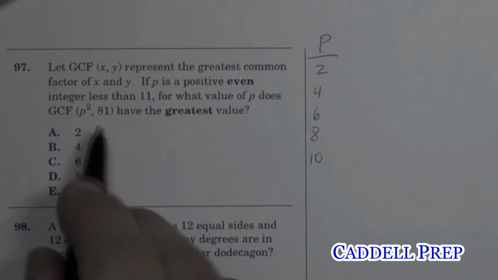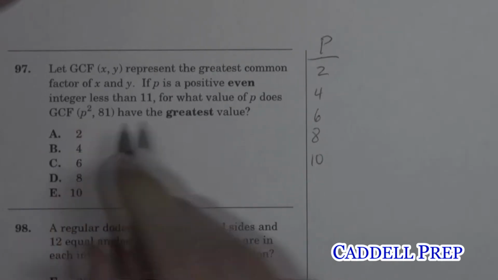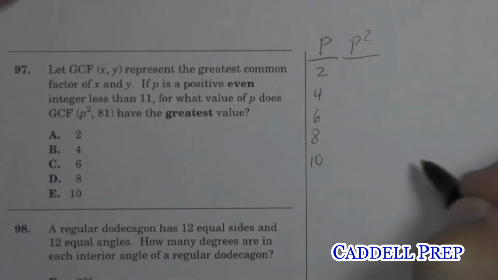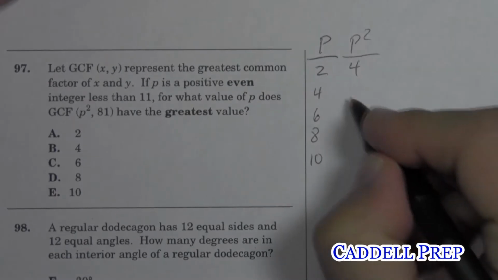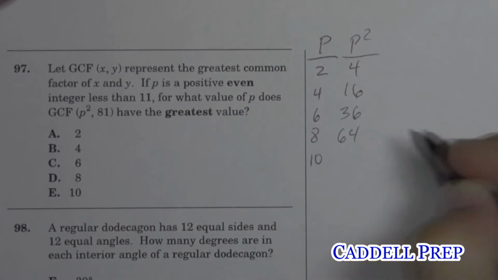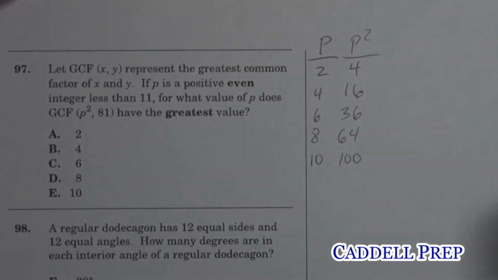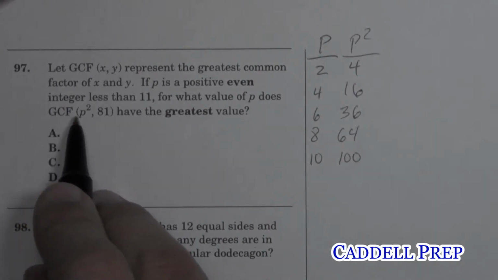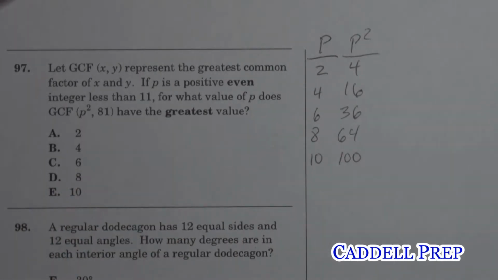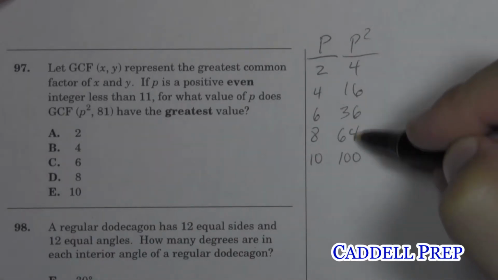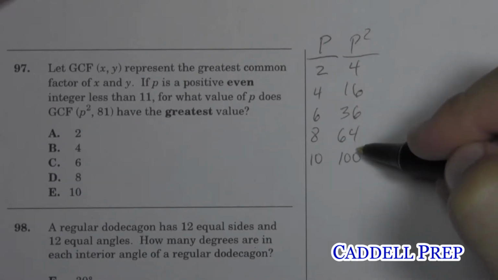But the question involves p squared and 81, so we have to find out what p squared is then. So p squared could be any one of these squared. So 2 squared is 4, 4 squared is 16, 6 squared is 36, 8 squared is 64, and 10 squared is 100. Now let's make sense of the question. For what value of p does GCF(p squared, 81) have the greatest value? So which one of these numbers has the greatest common factor with 81?